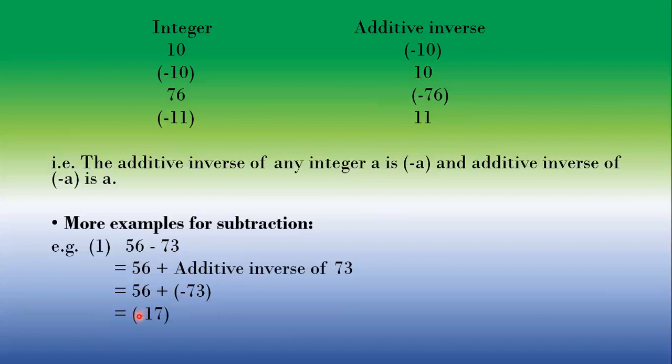That means 56 plus minus 73, which is one positive and one negative. That means we have to find the difference. 73 minus 56 is 17, and 73 is greater than 56. So the sign of 73 is minus and we will get minus 17 as the answer.